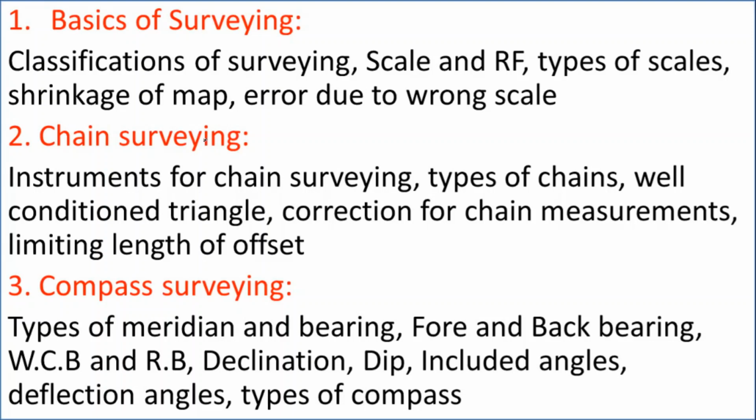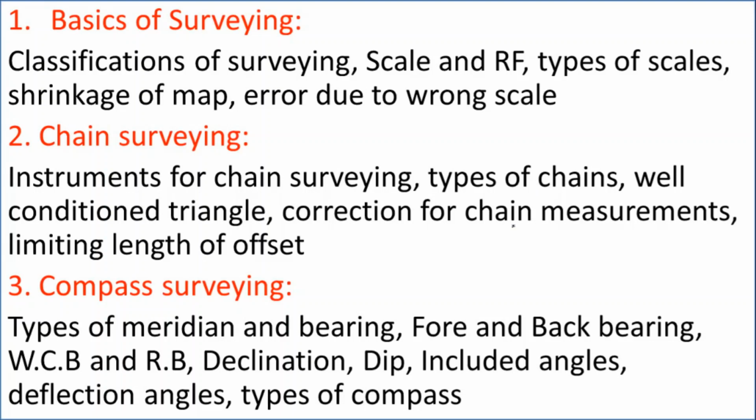The next chapter is chain surveying. In chain surveying, first we will see the instruments for chain surveying, like chain, tape, pegs, arrows, ranging rods, optical square, cross staff, and plumb bob. We are going to see them in detail, and then we will see the types of chains like engineer's chain, metric chain, Gunter's chain, and revenue chain. Then the well conditioned triangle: in chain surveying especially, you always have to establish a well conditioned triangle, so we will see the conditions for that.